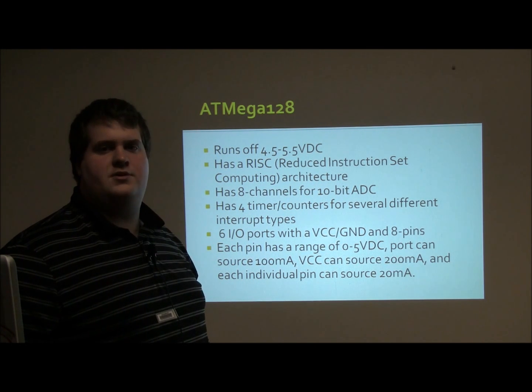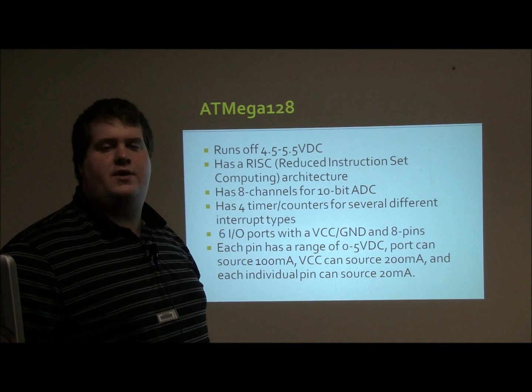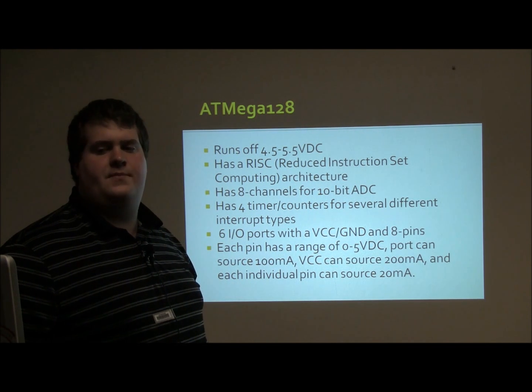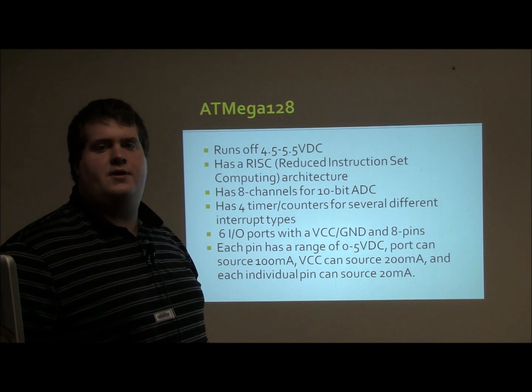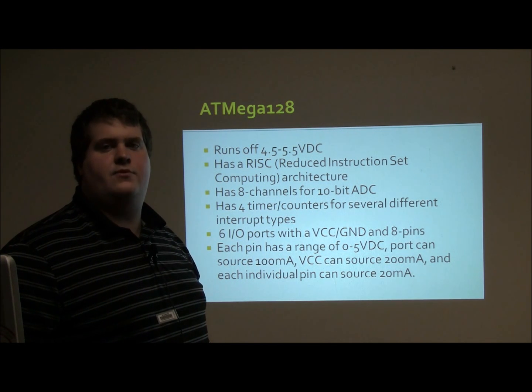You have several interrupts running at the same time. There are 6 I/O ports on the ATmega 128 that have 8 pins for data and 2 pins for VCC and ground. Each pin has a voltage range of 0 to 5 volts DC, and each pin can source up to 20 microamps and up to 100 microamps per port, while the VCC and ground pins can source up to 200 microamps.